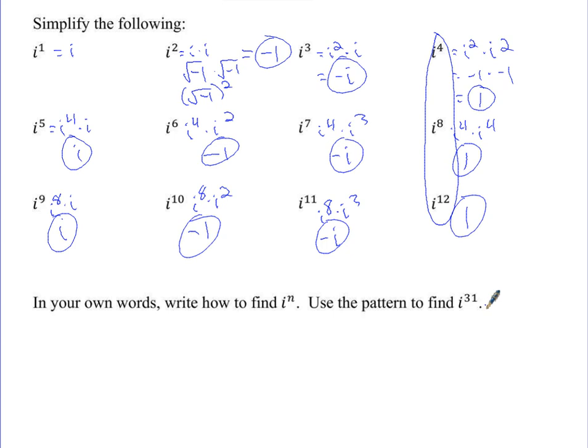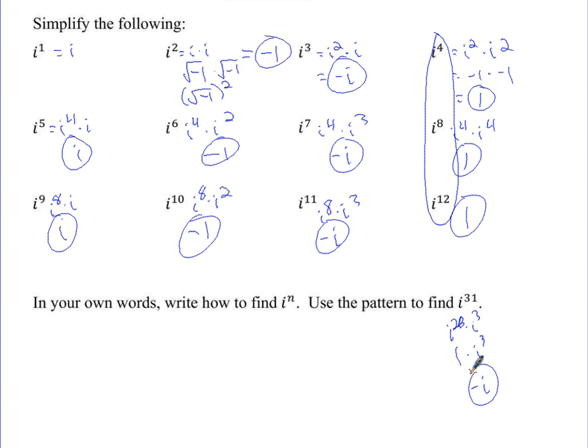So for i to the 31st power, what is the biggest multiple of 4 that's less than that exponent? 28. So this would split into i to the 28th power times i to the what? i to the third. i to the 28th becomes 1 times i to the third, and i to the third is negative i.